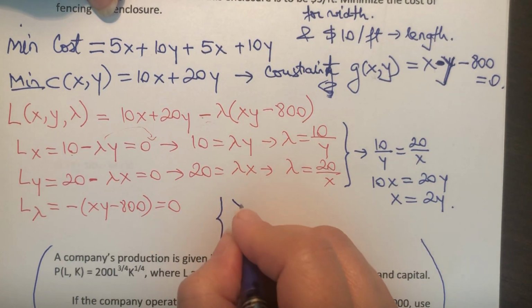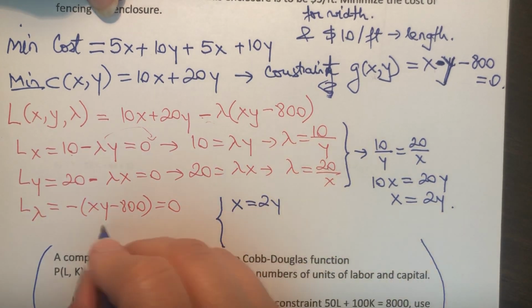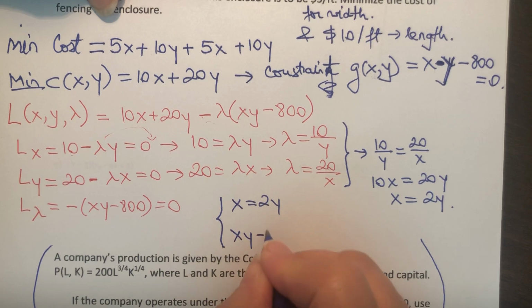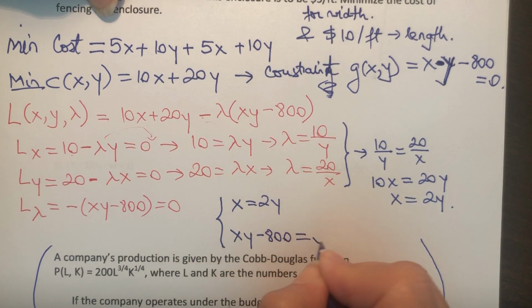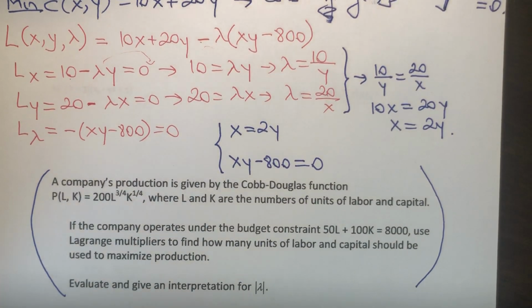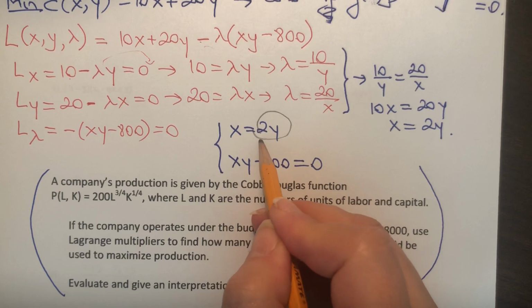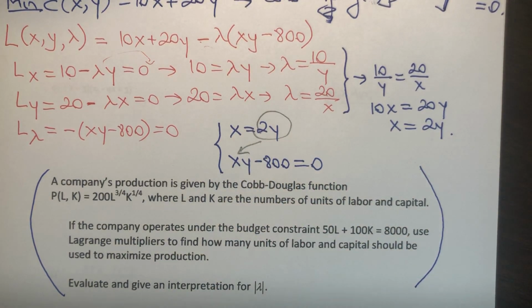Combine the two equations. So I have x is equal to 2y and xy minus 800 is equal to 0. Okay, so what do I do again? Maybe substitution, yes? So plug in this 2y here in place of x. So what I'm going to get is this. I'm going to write it underneath.